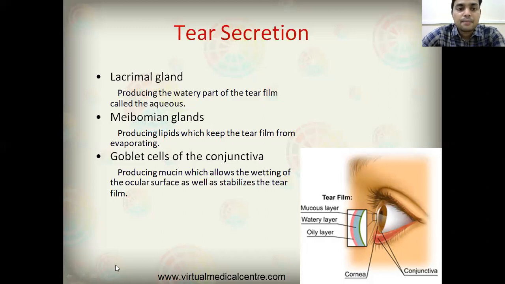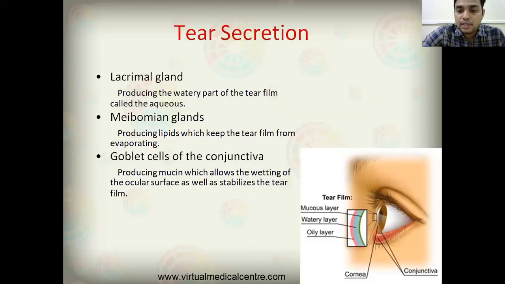And this mucus layer, which is present posteriorly just above the corneal epithelium, is secreted from the goblet cells of the conjunctiva. These goblet cells of the conjunctiva produce mucin, which allows the wetting of the ocular surface and also helps in stabilizing the tear film. So the main function of the watery layer is as follows, which is secreted from the lacrimal gland.